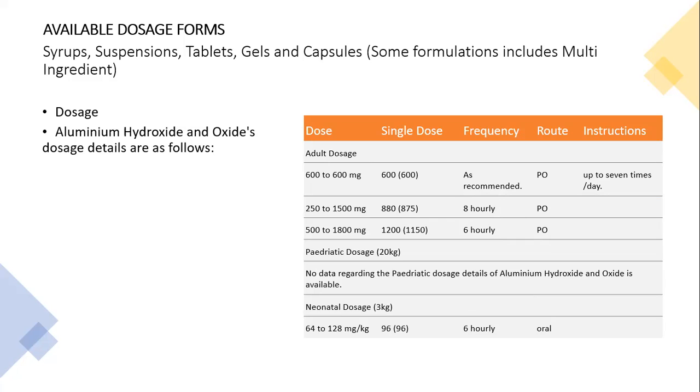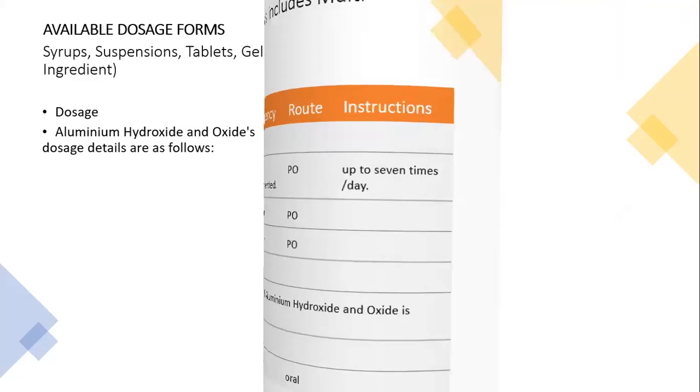We don't have exact data for the pediatric dosage, but for the neonatal dosage, we go by weight, which is 64 to 120 milligram per kg of weight, given orally every 6 hours.